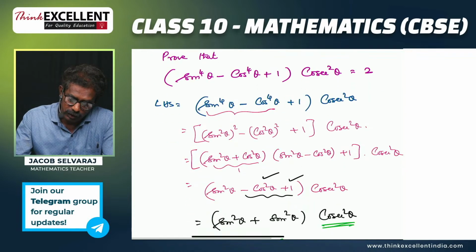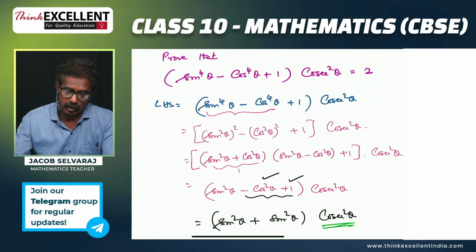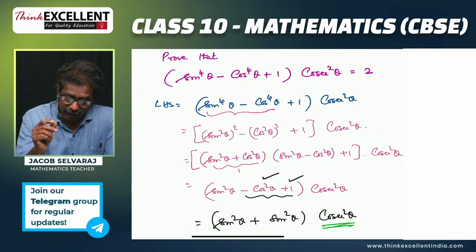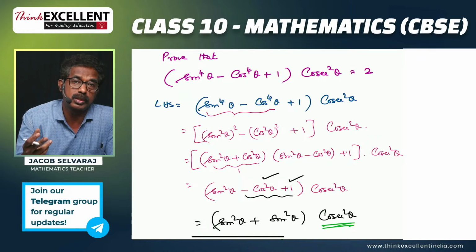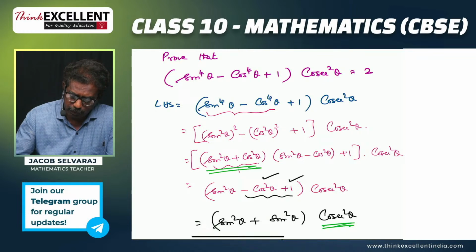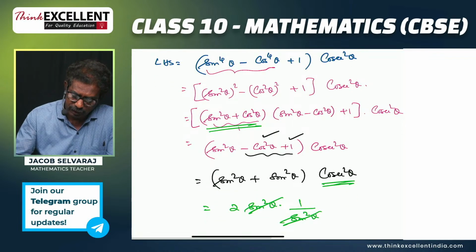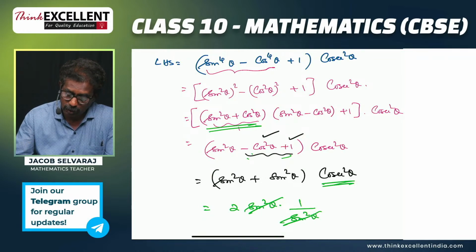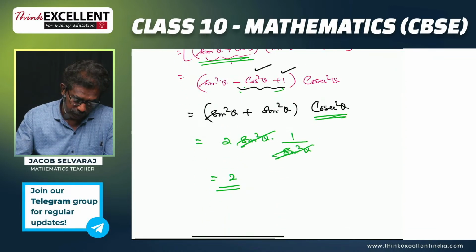They asked to prove it is true. So in the first two terms, power 4 is there, so make it a square: sine square theta the whole square. Then a square minus b square, a plus b and a minus b. Sine square theta plus cos square theta is 1. Then combine these two: 1 minus cos square is sine square, plus sine square, 2 sine square. Cosecant square is 1 by sine square. You are getting 2 as your answer.